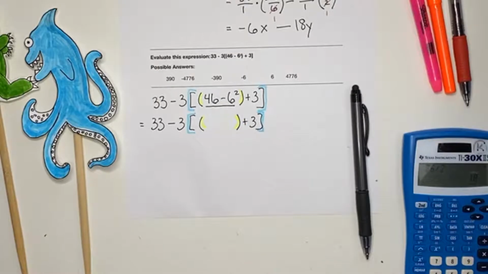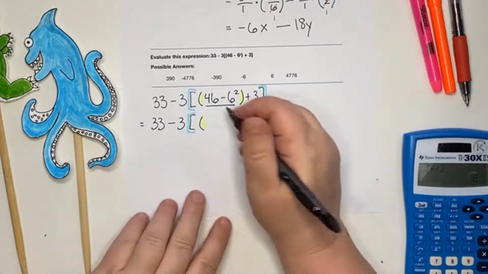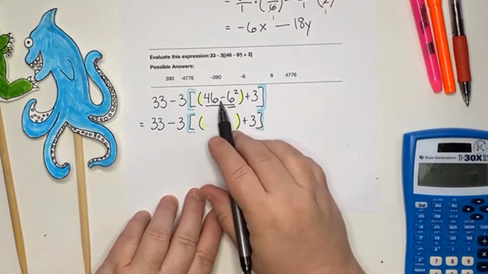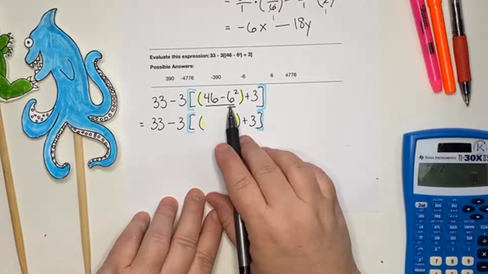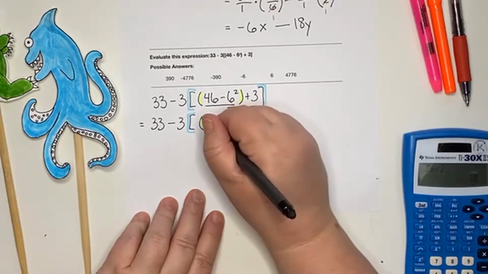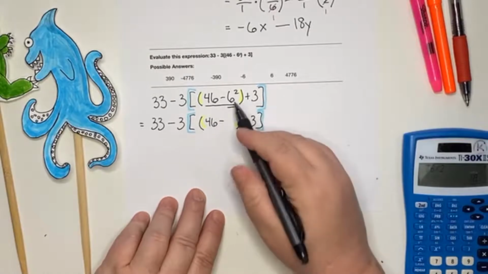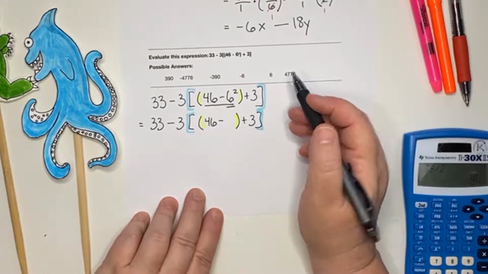Okay. In the parentheses, I've got a subtraction and an exponent. I'm going to do the exponent first. So I'm going to get 46 minus 6 squared. 6 times 6 is 36.